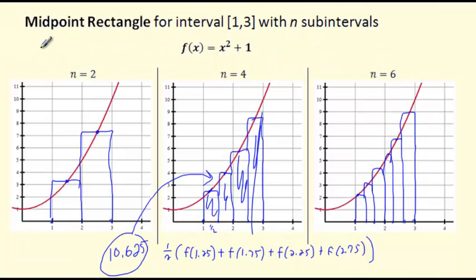I like to call the midpoint one the Goldilocks one. It's just right. It's just right. Not too high, not too low. That's a stretch. And that's it. So there we got approximations.